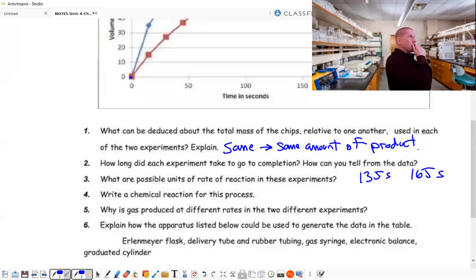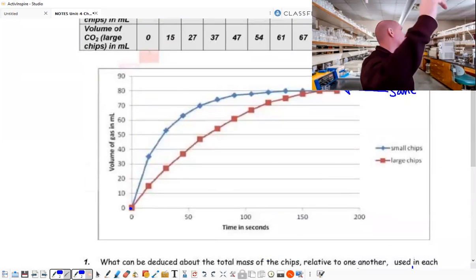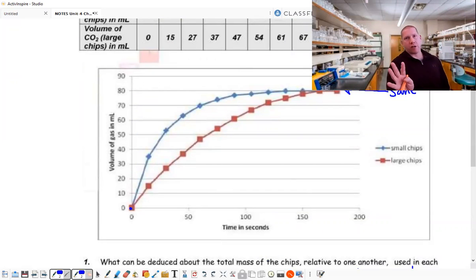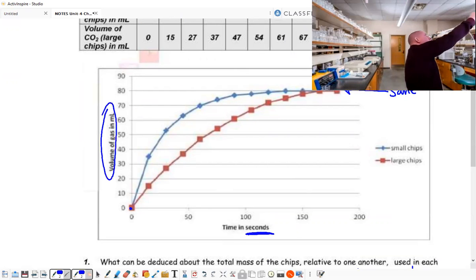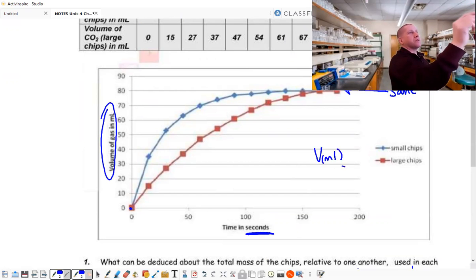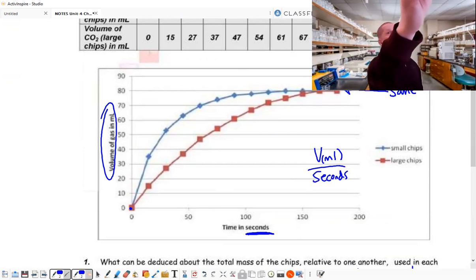What are the possible units of rate of reaction in these experiments? Well, they're not measuring concentration, so we don't want to say molarity versus time. The time is in seconds, and we want to say volume in milliliters. So it's the volume in milliliters versus seconds. Volume in milliliters.